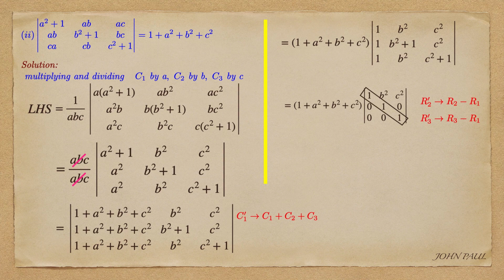One side we got 0. We know by the property we can multiply the principal diagonal. By multiplying, we get 1 plus a square plus b square plus c square. This is our right hand side.